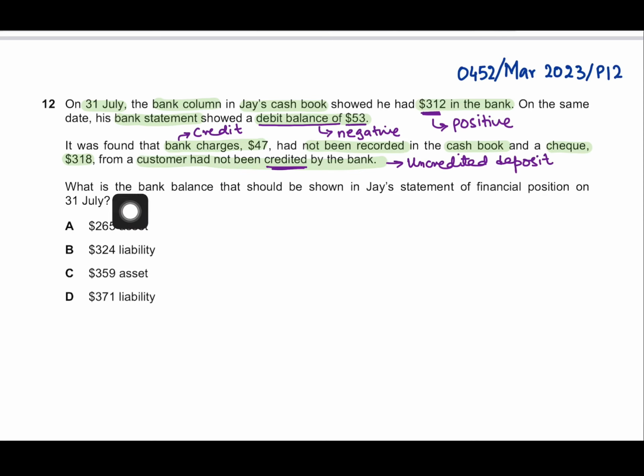The question says, what is the bank balance that should be shown in Jay's statement of financial position on 31st July? Now there are two ways through which we can find out the answer, particularly in this question. The first one is if we update the cash book. If we prepare the updated cash book, we start with the balance of the unadjusted cash book that is given in the question. 312 in the bank, a positive balance, so brought down would be 312.